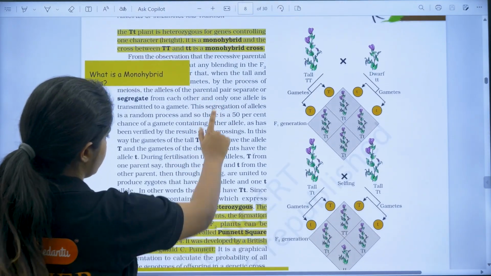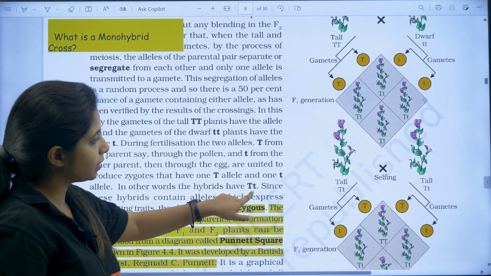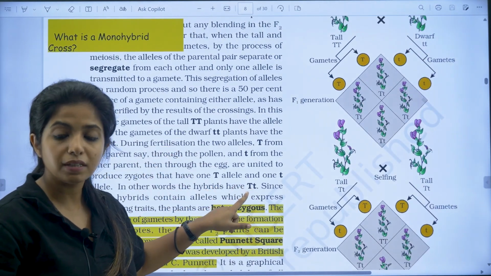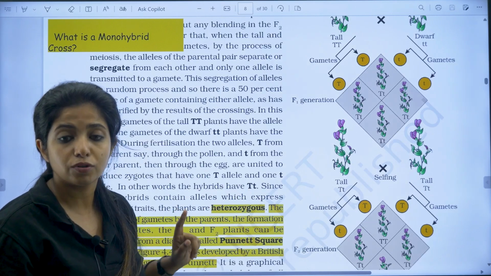Okay, cool. So here there is the heterozygous term. That means over here the alleles are not the same. For example, capital T, small t. Over here capital T, small t is there. Alleles are different. That means it is a heterozygous condition.